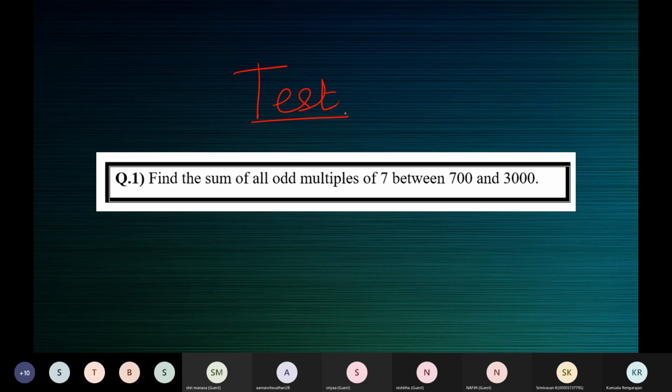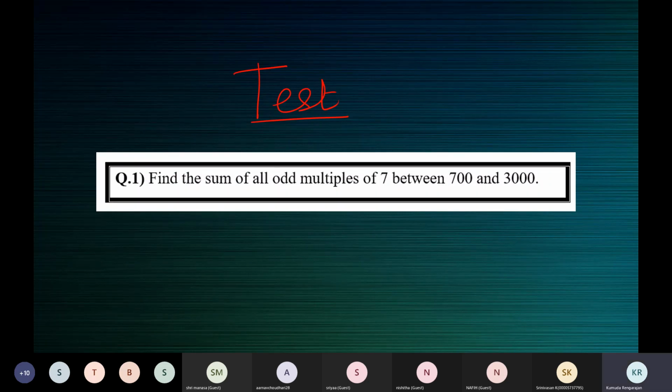Yes, children. Take this question and work this one and tell me the answer. Find the sum of all odd multiples of 7 between 700 and 3000. Find the sum of all odd multiples, not even multiples, odd multiples of 7. See, 7 has both even and odd multiples. The multiples of 7 alternate between even and odd. 7 ones are 7, 7 twos are 14, 7 threes are 21, 7 fours are 28, 35, 42. Even, odd, even, odd.